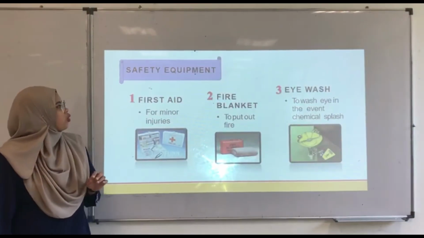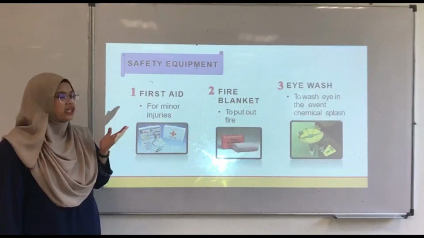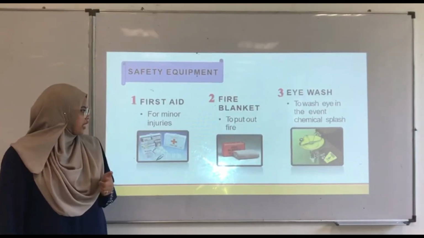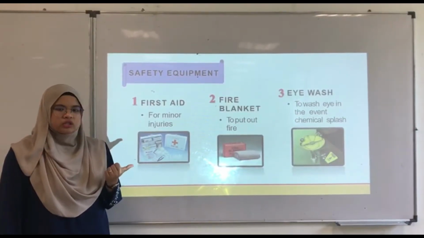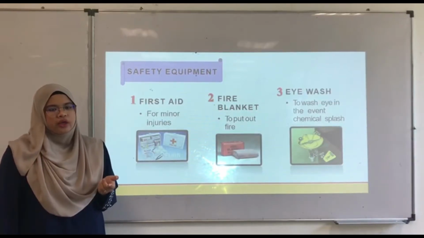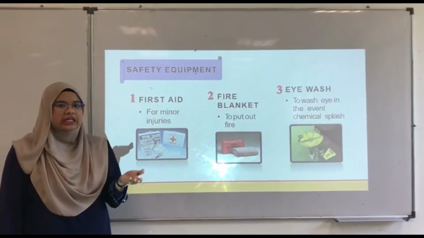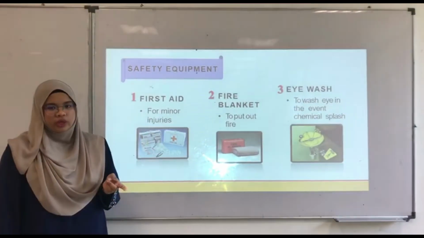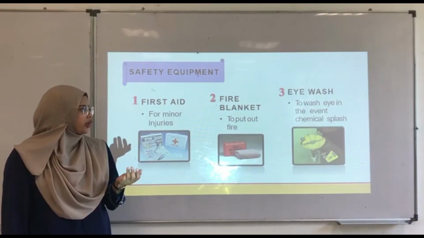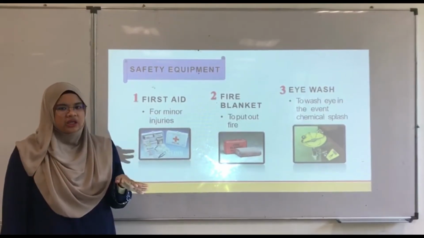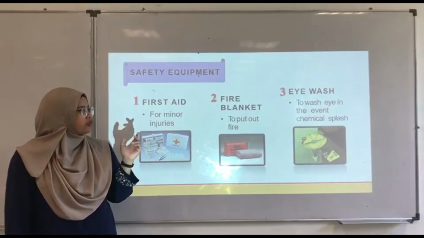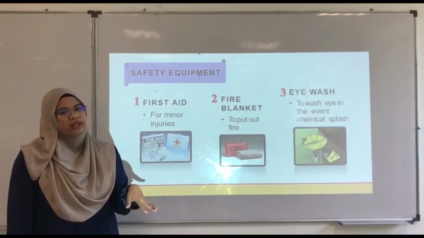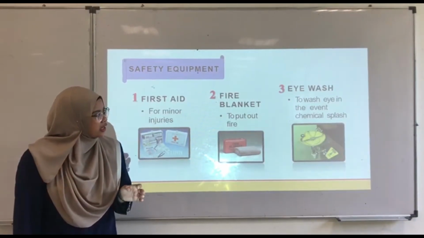Next, we have several safety equipment in the laboratory. The first one is first aid, which we can use when there are minor injuries so that we can have early treatment before we go to the hospital. The second one is the fire blanket. When there is a fire in the laboratory, we can use the fire blanket to put out the fire before the fireman comes.